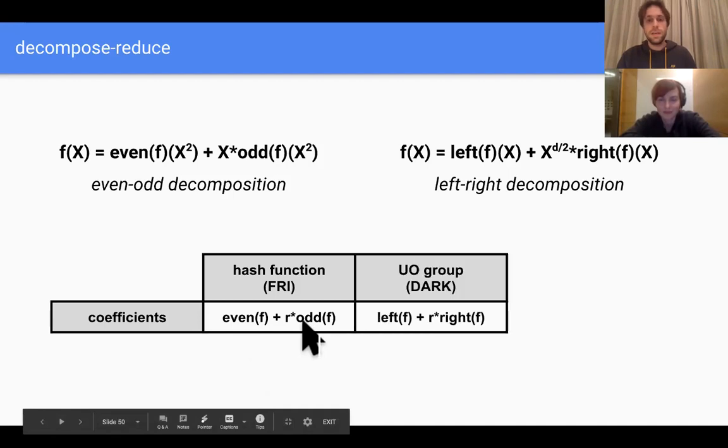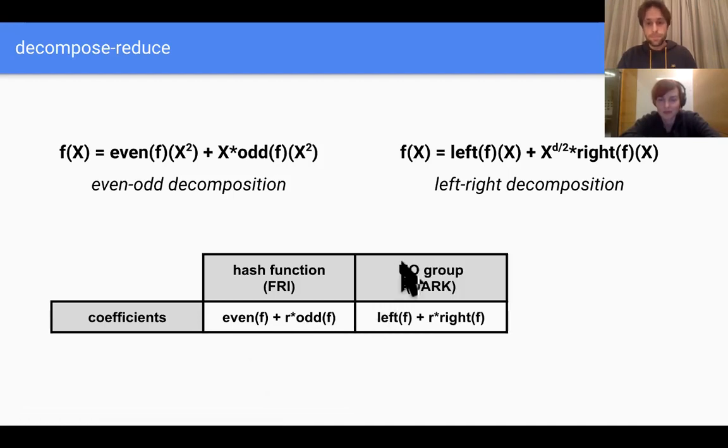So they use even and odd, and then you have groups of unknown order, which kind of use left and right. But it turns out here that you could also use even and odd, and the scheme would work just as fine. And then, just to back up here, the very standard way of combining things in cryptography is just to take a random linear combination, and so this is what we're doing here. R is the randomness, and so we're taking a random linear combination of these two things, and the R is going to be the randomness from the verifier.